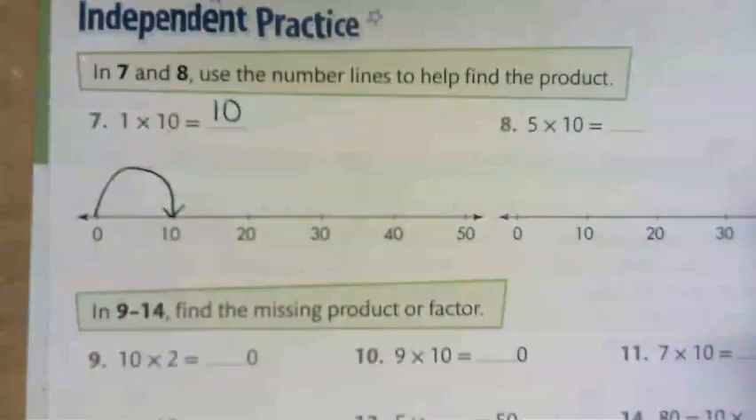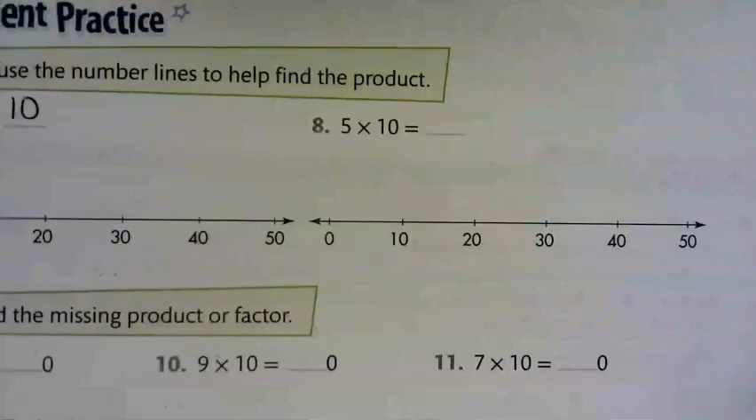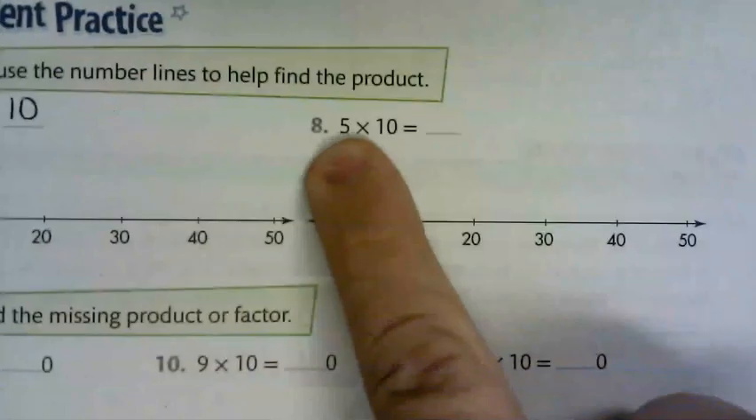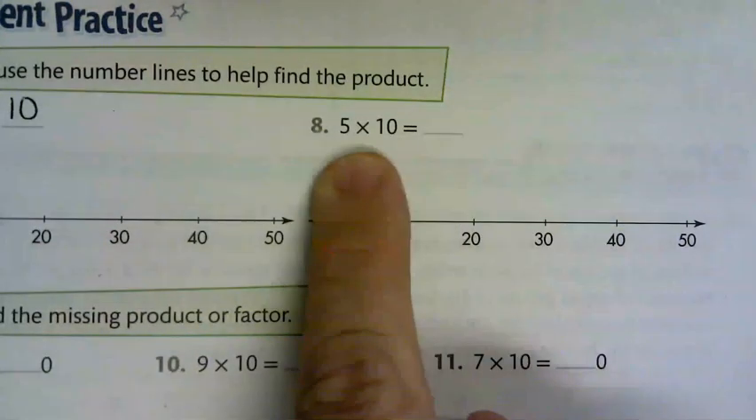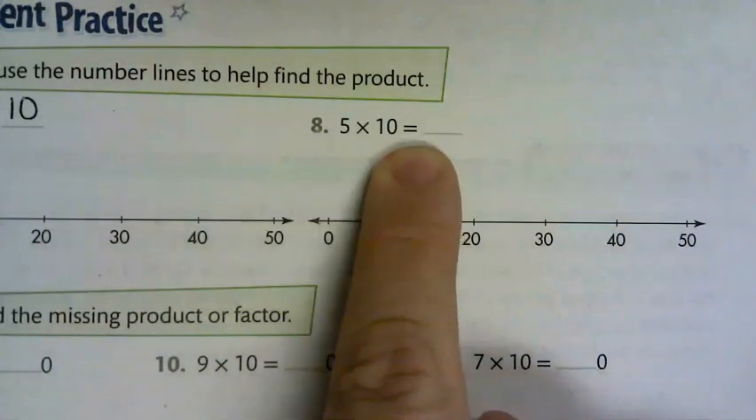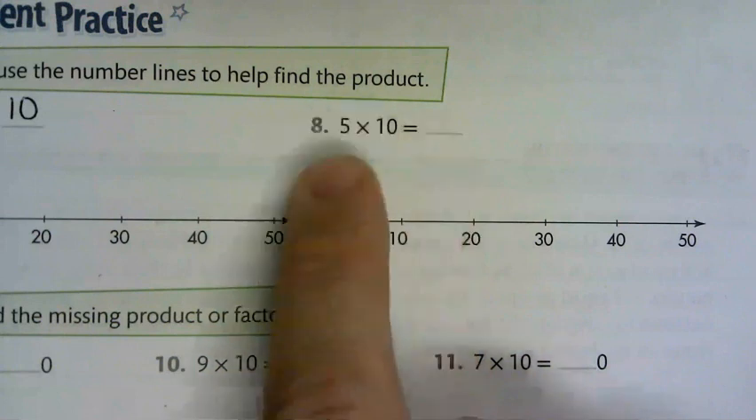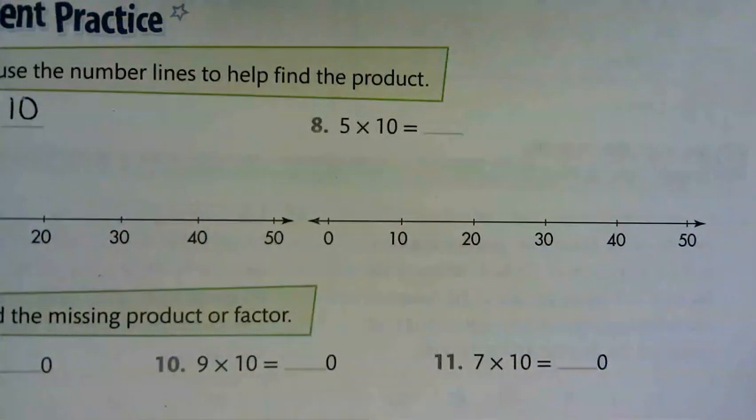All right. I want you to go ahead and pause the video right now and you try number 8, 5 times 10. Make sure you use the number line. Even if you like the other way we were doing it by just writing in the ones place and then the tens place, I want you to try this one using the number line. So pause the video and do number 8.